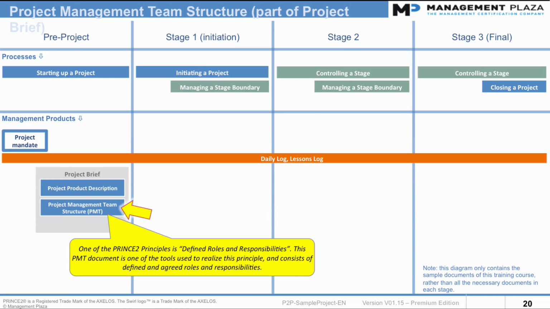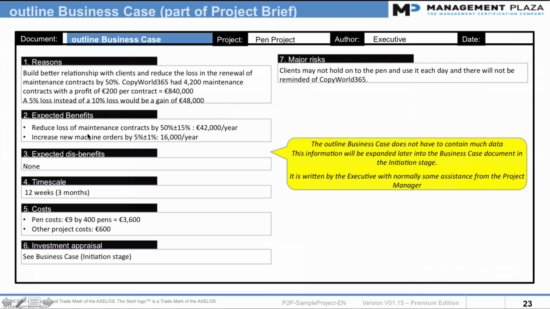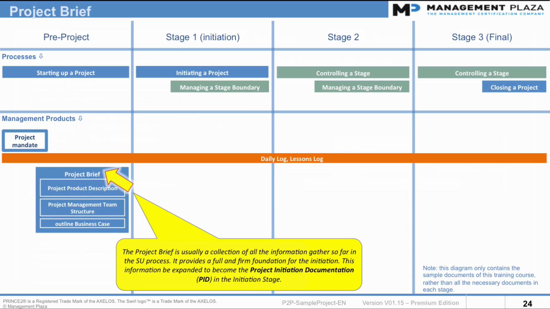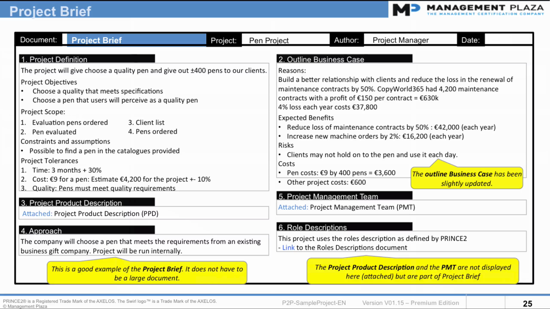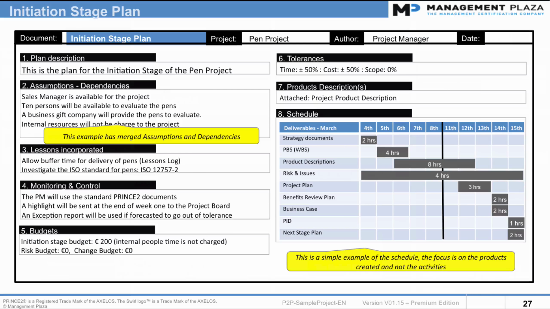Okay, from now on, I'm just going to run through the slides or some of the slides very quickly. So next we have our project management team. So that's the example there I use. You can get an idea then on which roles the people in the project management team came from. Next we have our outline business case. So it's quite a simple document again. Then we have the project brief, which is all this information together, and that's the project brief. Then we have our initiation stage plan. So that's the plan for the planning stage or the initiation stage. So again, it's quite simple.